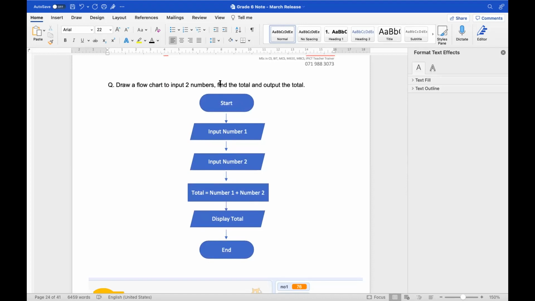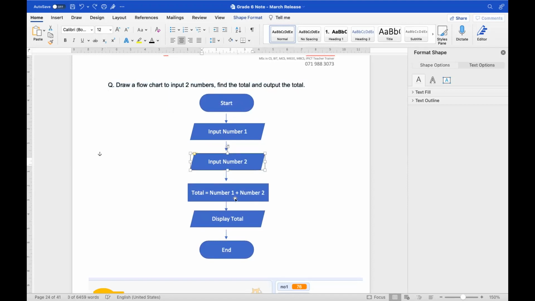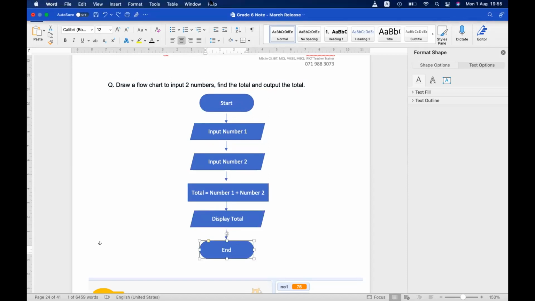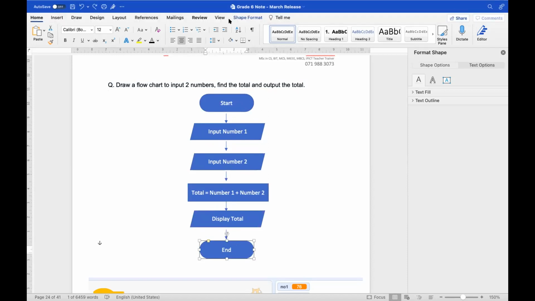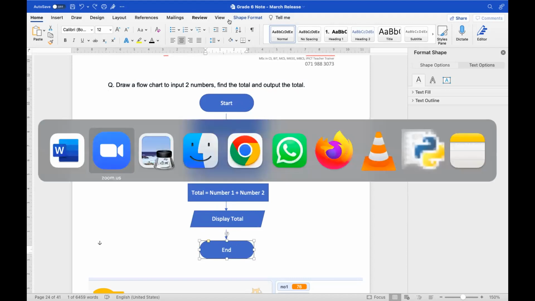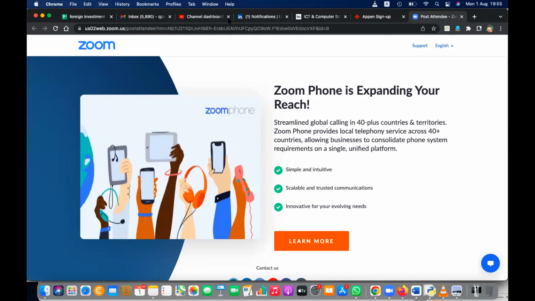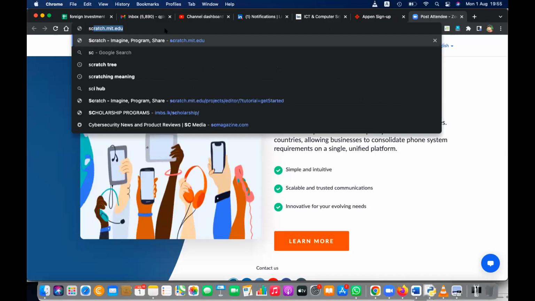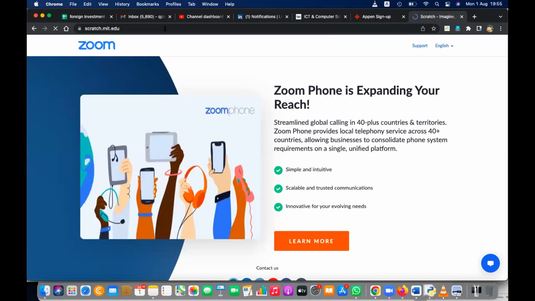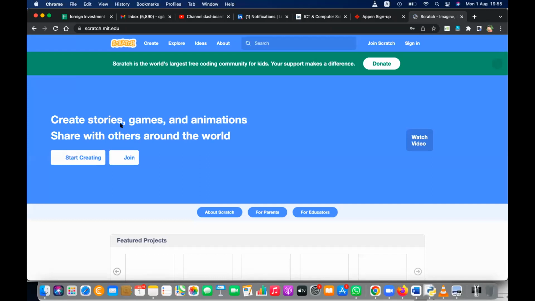Draw a flow chart to input 2 numbers and find the total. You are entering 2 numbers and taking the total of those 2. I'm trying to convert this to a program. To do that, I'm using a platform called Scratch, but today I'm not going to introduce that platform since you don't have Scratch in your book. But anyway, I'm using this platform because it is easy, so you can practice this. Let me send you the link.